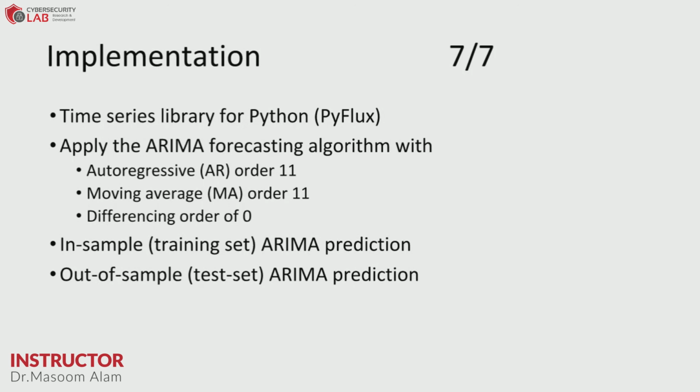The implementation of ARIMA is made in Python, and we have done a case study that is being shown. It has an autoregressive order of 11, moving average order of 11, and differencing order of 0. We perform the in-sample training on the ARIMA, and then we also perform out of sample as well, so we try to see how ARIMA performs on out of sample implementation. Let's take a look at the Python implementation in Google Colab for ARIMA.